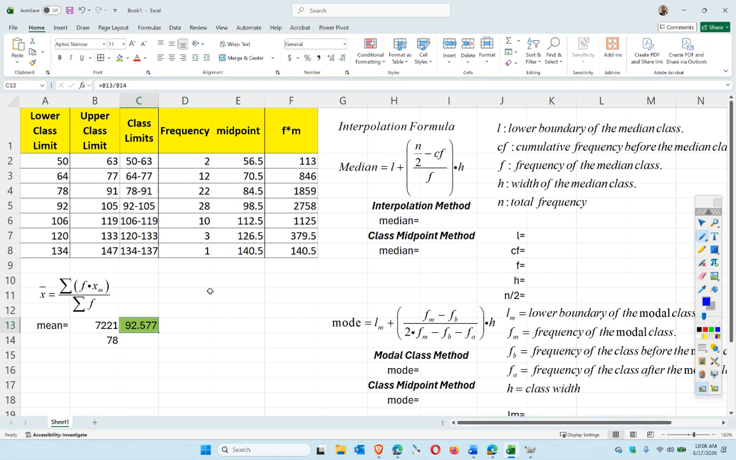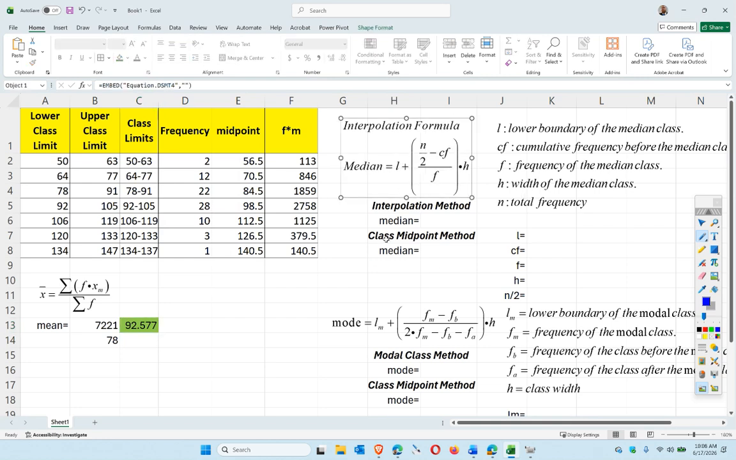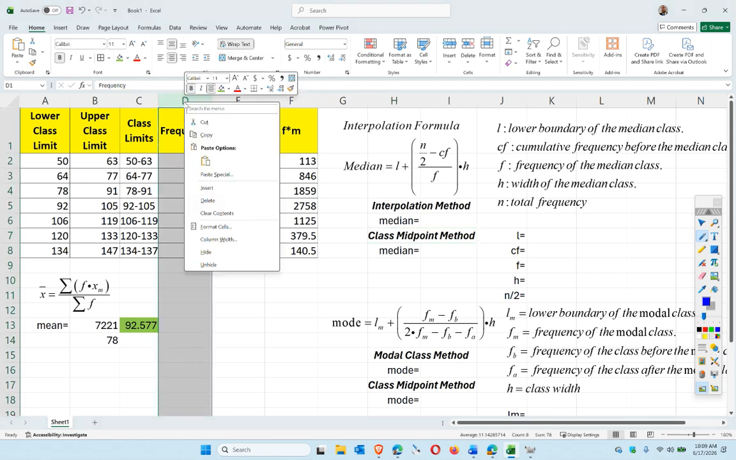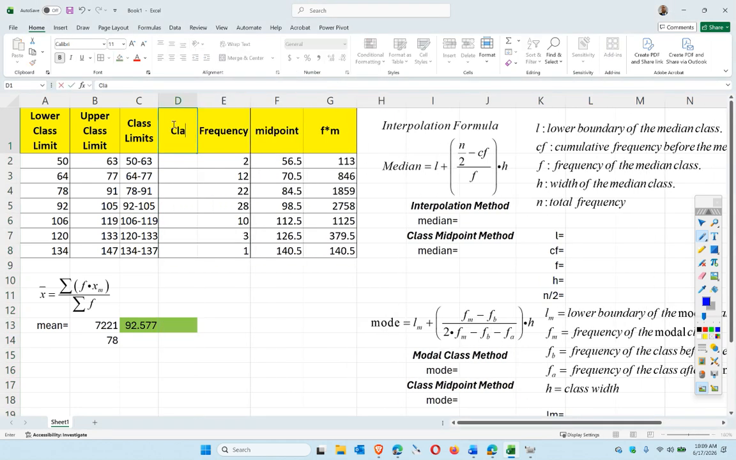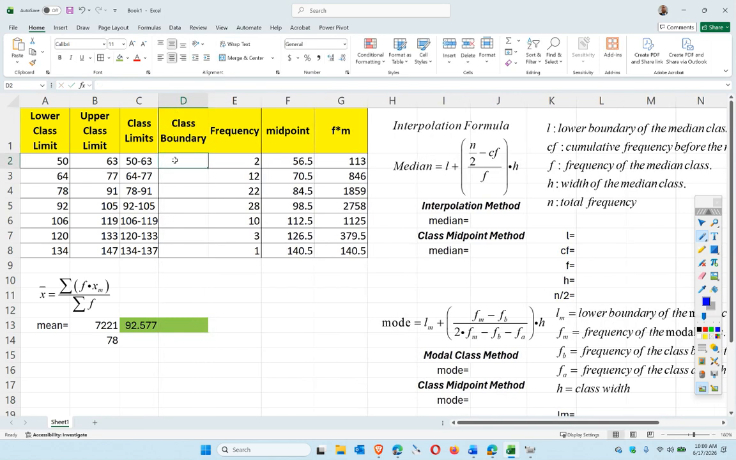Okay, median. We have the interpolation method and the class midpoint method. Okay, so we need the lower boundary of the median class. We don't have the boundary, so let's add another column here. So class boundary, right? So maybe hold the Alt key when you hit Enter, so it goes down a second line, right? Okay, so 49.5 to 63.5, 63.5 to 77.5, 77.5 to 91.5, 91.5 to 105.5, 105.5 to 119.5. That's not going to fit in there.